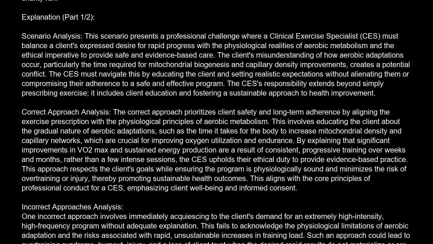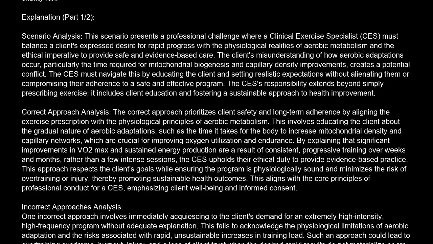Correct answer is B. Educate the client on the physiological principles of aerobic adaptation, explaining the time course of improvements in VO2 max and the importance of progressive overload for sustainable gains, while collaboratively developing a safe and effective program that incorporates elements of HIIT judiciously and aligns with the client's goal of participating in the charity run.